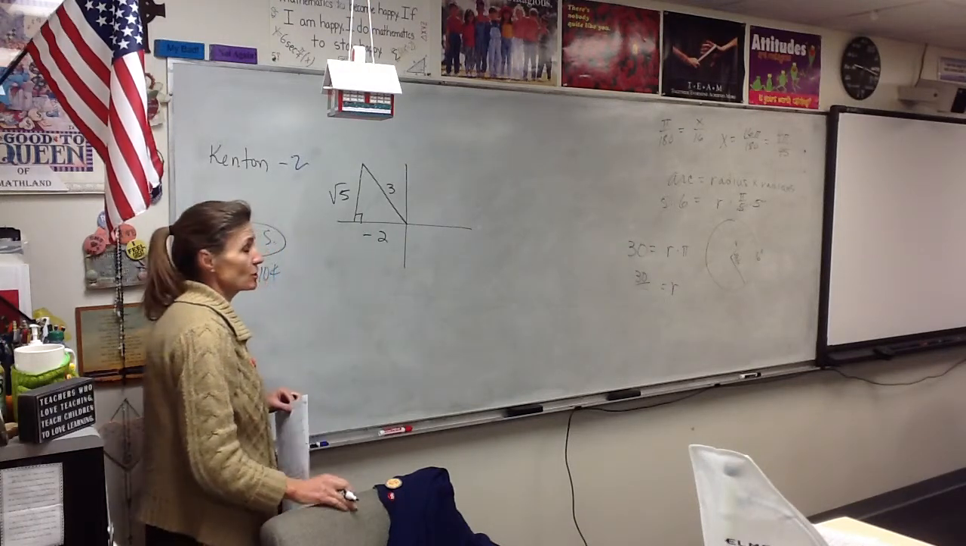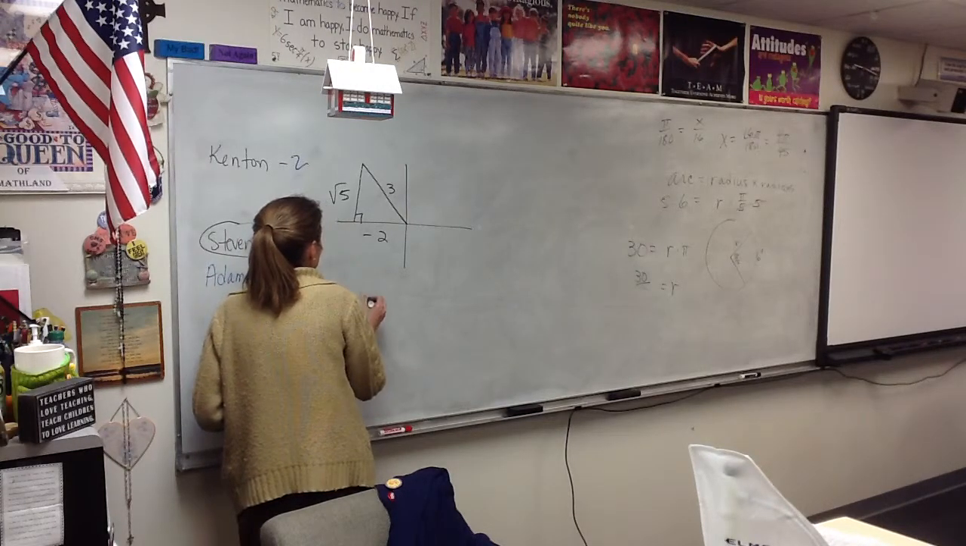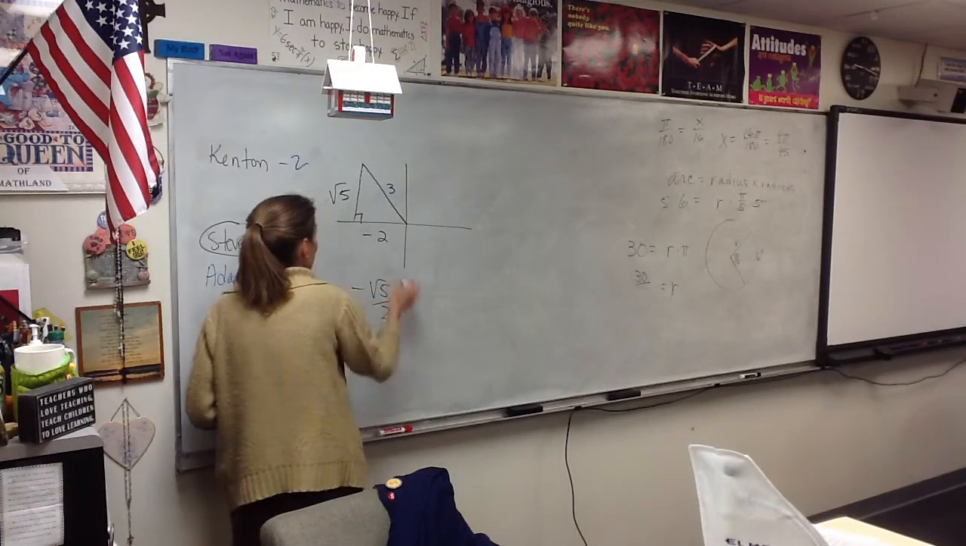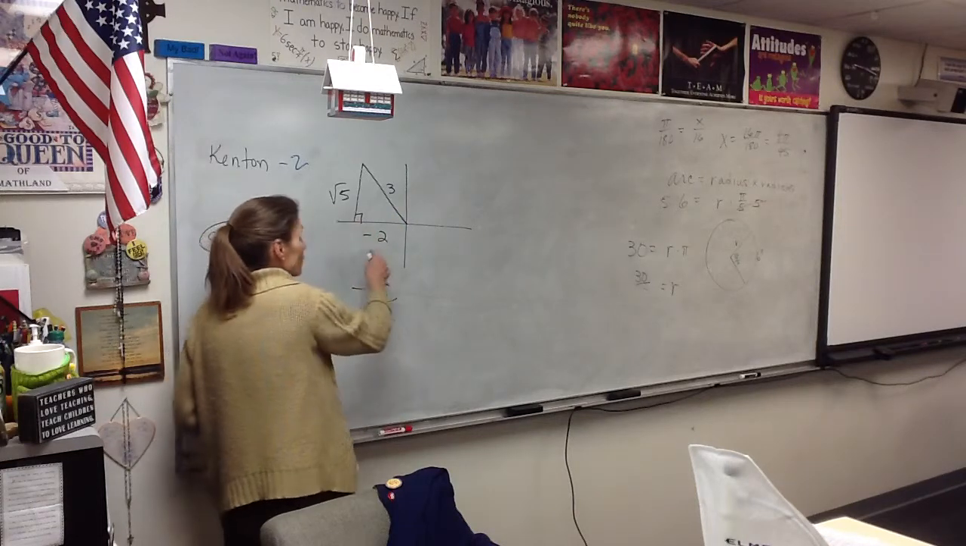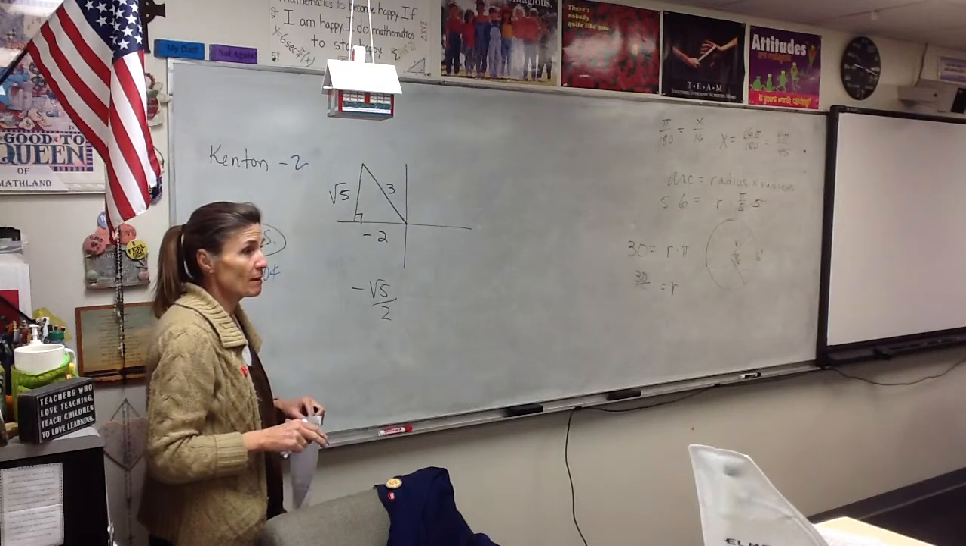Now I want the tangent. What's the tangent? Negative root 5 over 2. It's opposite over adjacent, y over x, however you want to think about it. That's the answer. Anybody have a question about that?